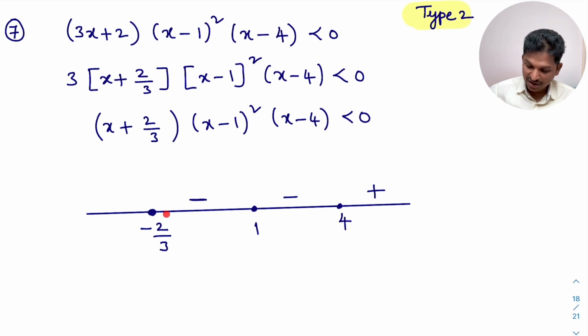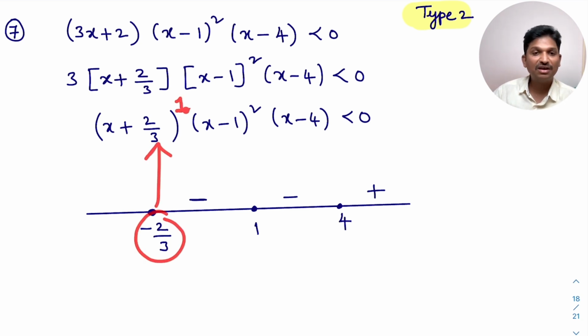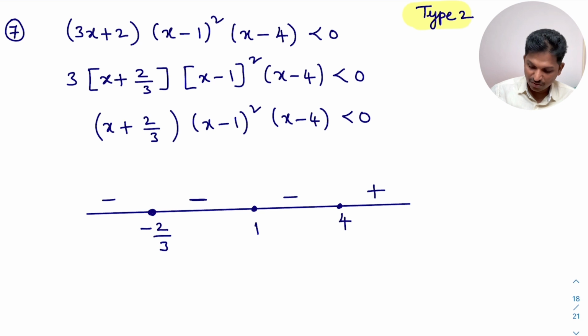Minus 2 by 3 is coming from this. You observe what power is there? Odd power is there. When odd power is there, the sign changes. Here minus is there, so that minus changes to plus. Okay, you write like this. With a little bit of practice, you can easily do these things. These are not big confusing things actually. A little bit of practice is needed.